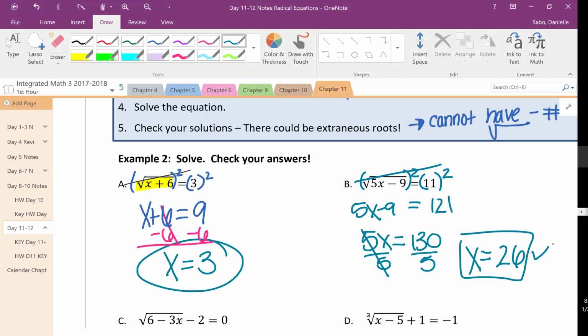If you're ever in a situation where you're on an SAT or any situation where you have multiple choice, you could take the solutions and plug it in and see which one works. When you plug 26 in, you will see that it does work and get you 11. Okay, let's take a look at the next one.